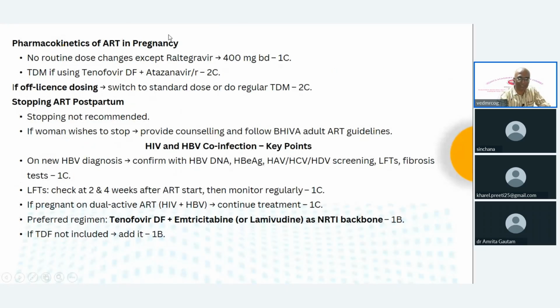Then pharmacokinetics for ART in pregnancy. No routine dose changes except raltegravir, which is converted to 400 milligram BD. Otherwise, raltegravir in a non-pregnant status, I think it is OD, but in pregnancy it requires 400 BD. And tenofovir will require TDM monitoring. Only these 2 things you should remember. If off-license dosing, suppose she is not on a standard regimen, then you will shift her to the standard dose or do regular therapeutic drug monitoring.